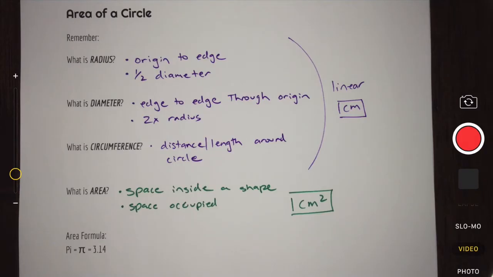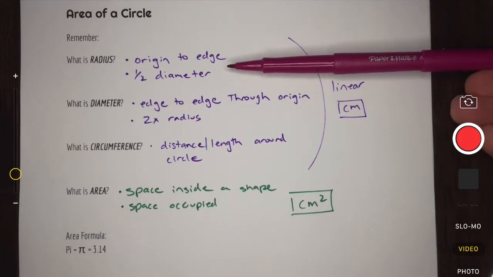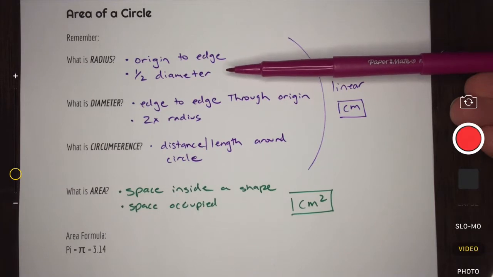Today we're going to take a look at area of a circle. Before we get started with how to calculate the area of a circle, let's take a look back at some things that we already know. First of all, we'll remember that the radius is the measurement from the origin, or the middle of the circle, to the edge. We can also say that the radius is 1/2 of the diameter.